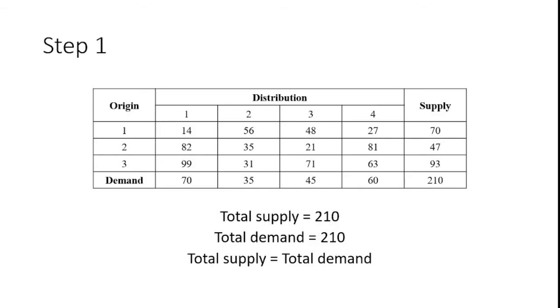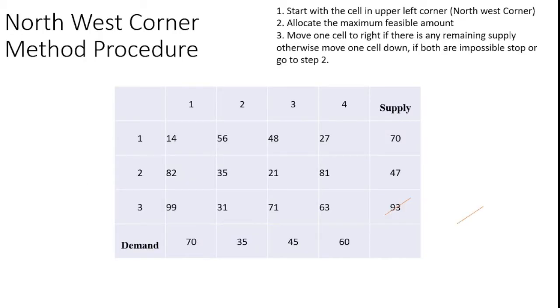Let's see. In step 1, we should identify the total supply and the total demand available in the problem. According to this problem, the total supply is 210 and the total demand is also 210. So 210 is equal to 210, which means total supply is equal to total demand. After that, I can solve this problem with the Northwest corner method.